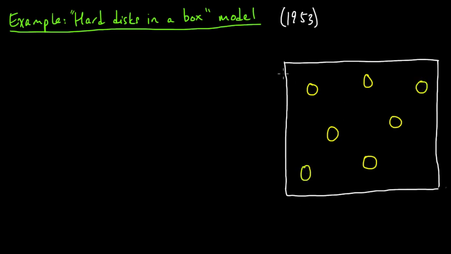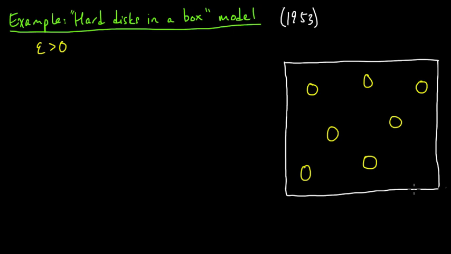They're called hard disks because they're not allowed to overlap. So this is not permitted. This is an invalid configuration. And all of the disks are the same size. You choose some epsilon radius, and they all have that radius.